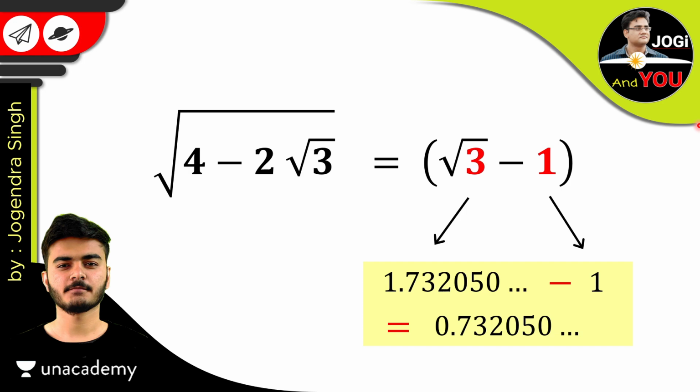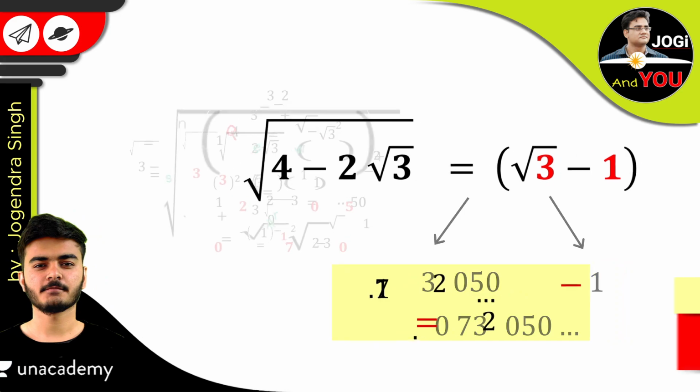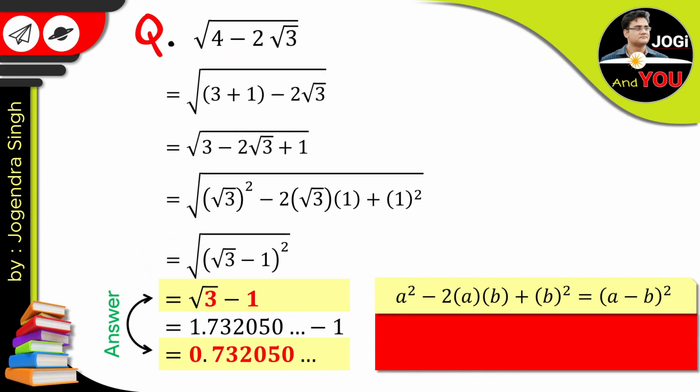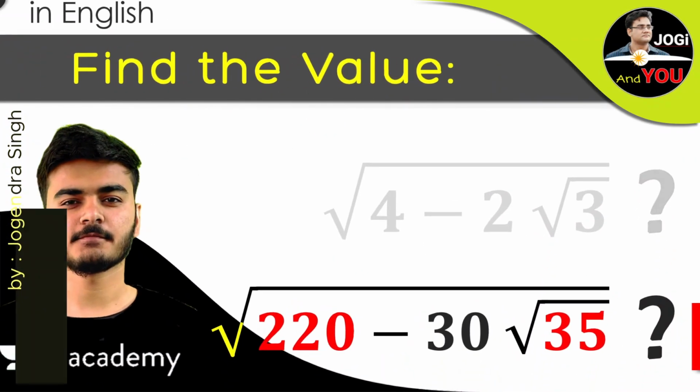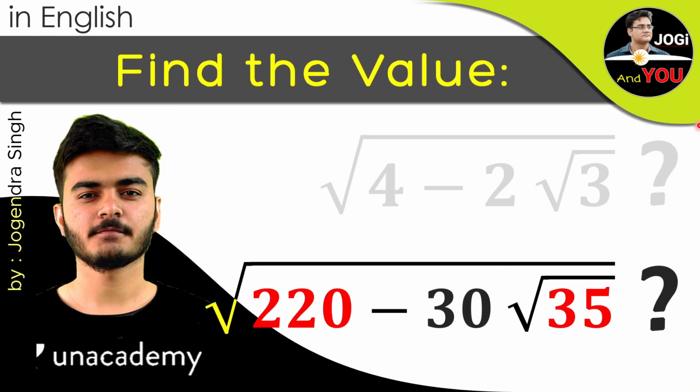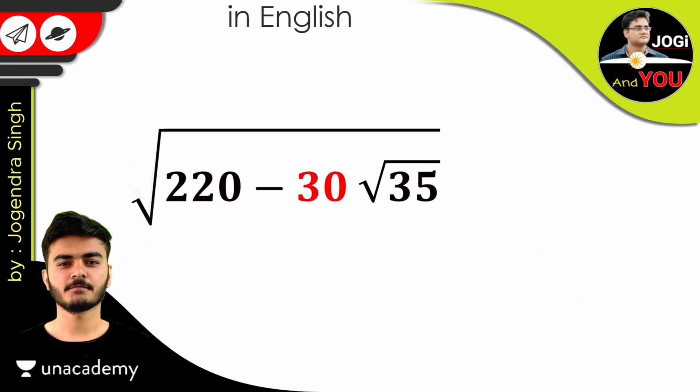But I will also solve a question and show you how to solve big digits questions. But before that, if any of you want to write down the question, you can write it down by pausing the video. And for others, our next question is root 220 minus 30 root 35. And for solving this, let's make some space.